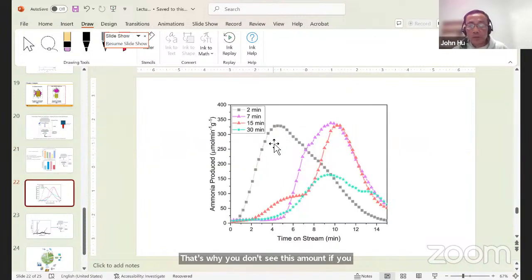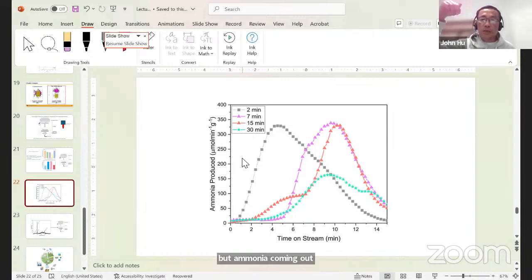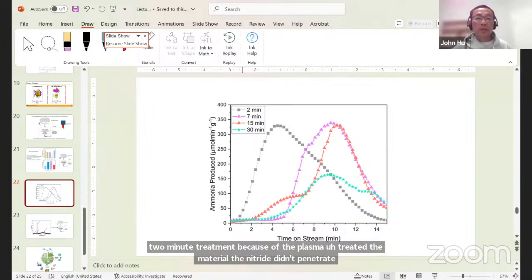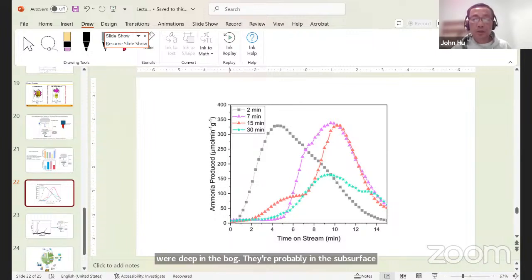Okay, so anyway, this is a different angle to look at the pretreatment, shorter time, longer time, but the ammonia coming out is different. For the 2 minute treatment, the plasma-treated material, the nitride didn't penetrate very deep into the bulk. It's probably in the subsurface, meaning when hydrogen comes in, it dissolves. 7 minutes, same thing. The longer you treat, the greater the penetration depth and the more difficult for it to come out.